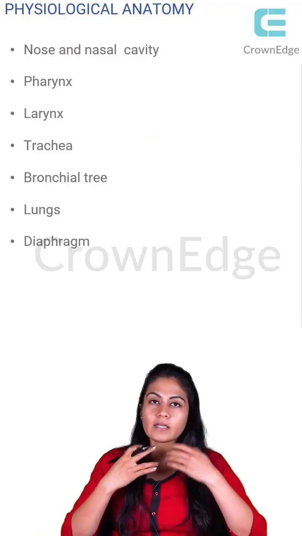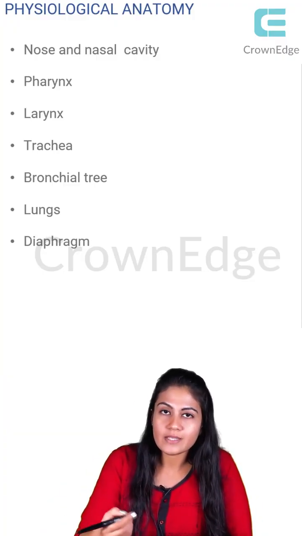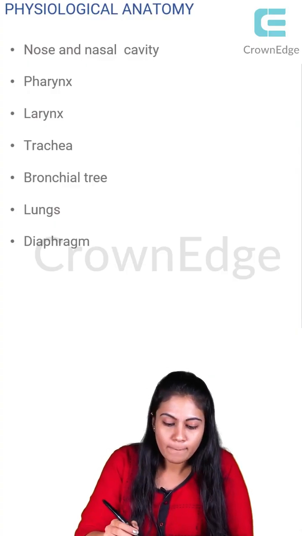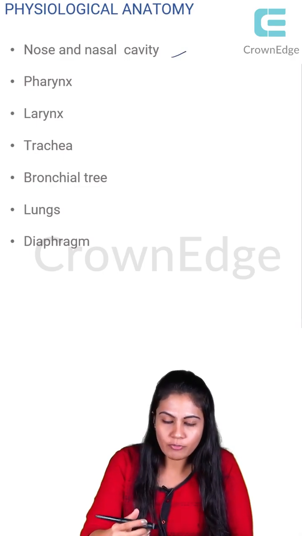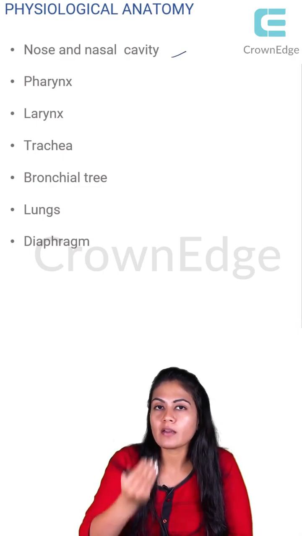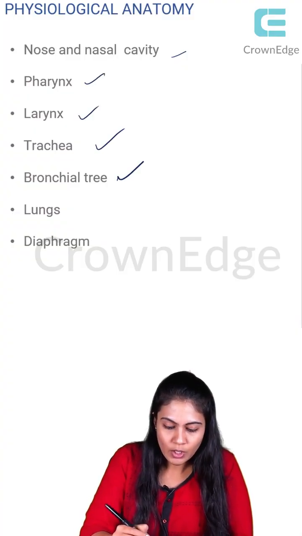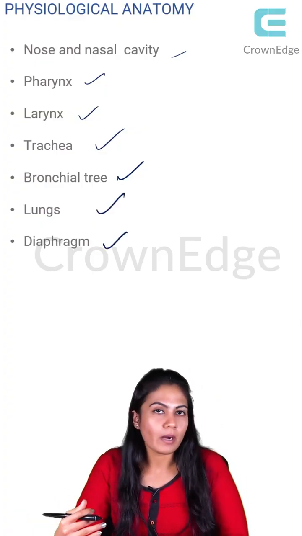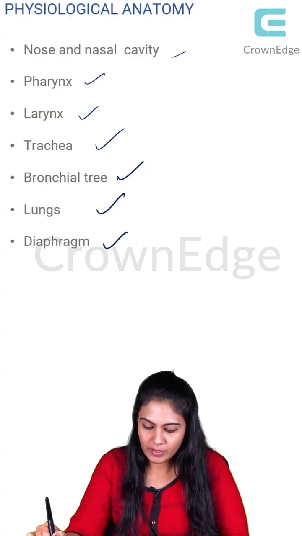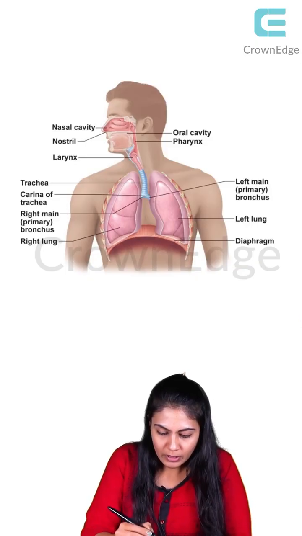So what are the parts which are important for the respiratory system to do external respiration? Nose and the nasal cavity are the first, initial part from which the air will come inside. Then you have the pharynx, larynx, trachea, bronchial tree, lung and the diaphragm. So these are the parts involved in the respiratory system, right? Over here you can have the diagrammatic overview.